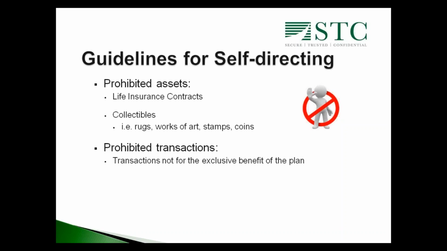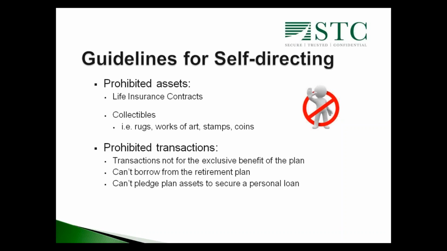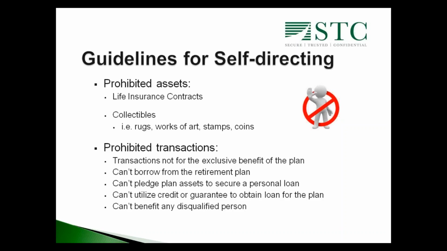And there are prohibited transactions, things that your retirement account may not do. Transactions that you engage in your retirement account do need to be for the benefit of the plan, not to benefit you personally. You cannot borrow money from your retirement plan assets. You cannot pledge your plan assets to secure a personal loan. And you also cannot utilize your own personal credit or guarantee to obtain a loan for your retirement plan. Now, your retirement plan can get a loan to leverage a real estate purchase, but it cannot be a loan that you have personally guaranteed. It must be a non-recourse loan.